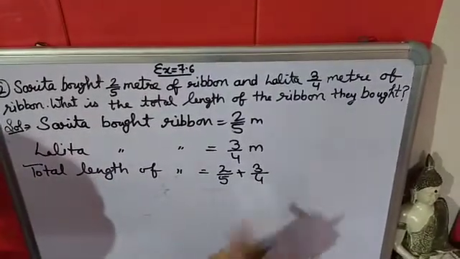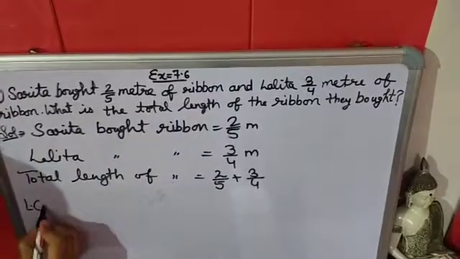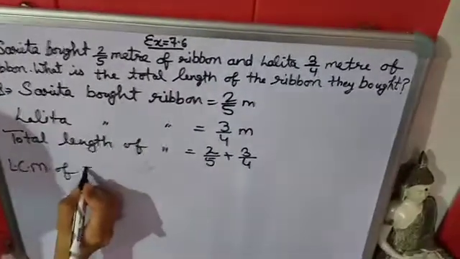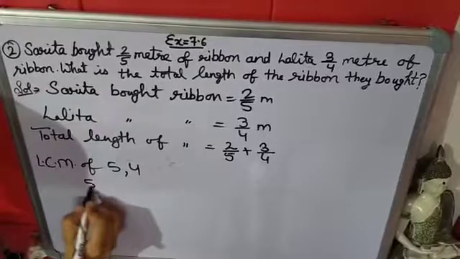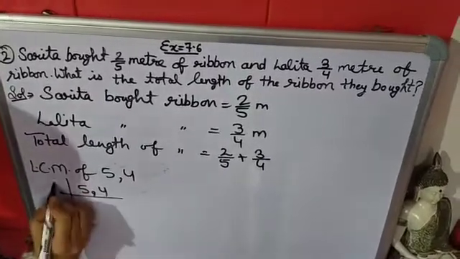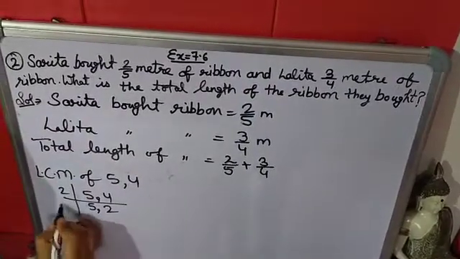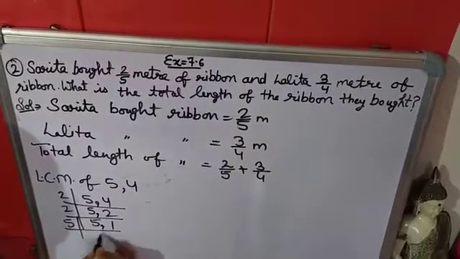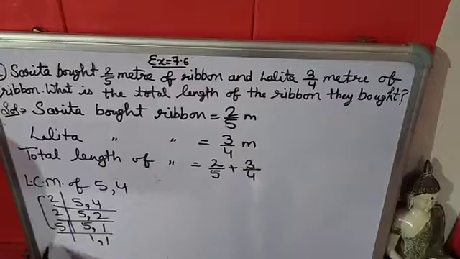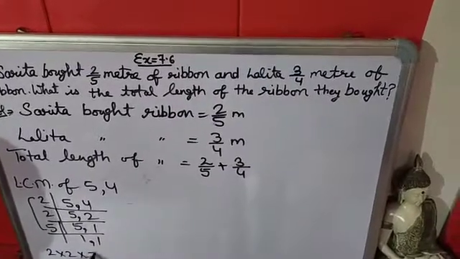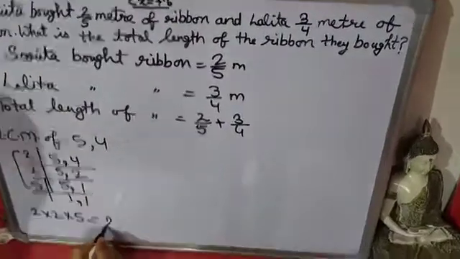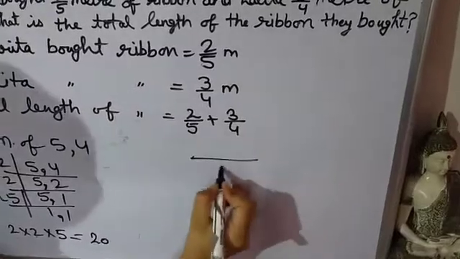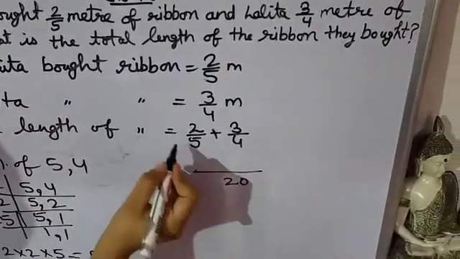Because denominators are different, we will take the LCM of 5 and 4. It will go on 2: 2 ones are 2, 2 twos are 4; again on 2: 2 ones are 2; now 5 is a prime number, so we will multiply these prime numbers. 2 fours are 4, 4 fives are 20, so the LCM will be 20. Leave one line and write 20.